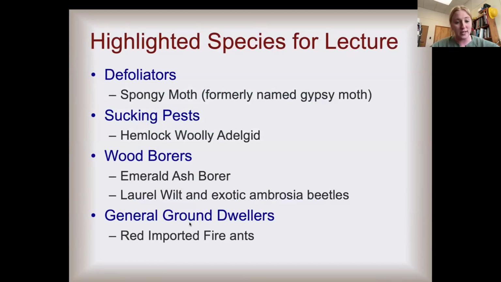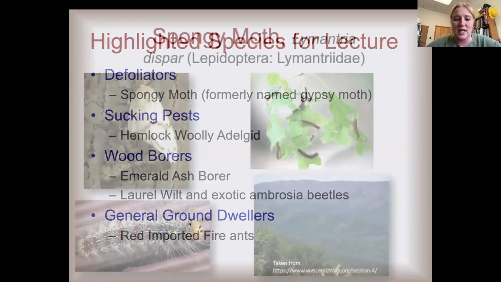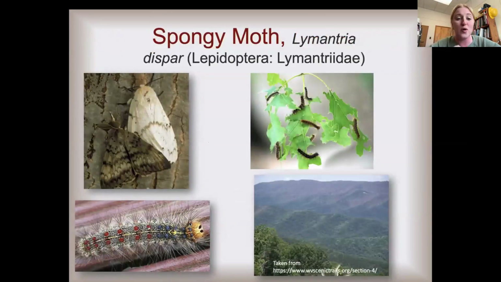So I could talk all day about different non-native and native pests, but today we're going to focus on non-native pests. The way in forest entomology that we categorize different pests is a lot of the time by the damage that they cause. So here we're going to go over 5 different pests. I'm going to talk about a defoliator, a sucking pest, and a couple wood borers, and then we'll talk about a general ground dweller that we actually don't have here in this part of Virginia yet, but it'll probably be here soon.